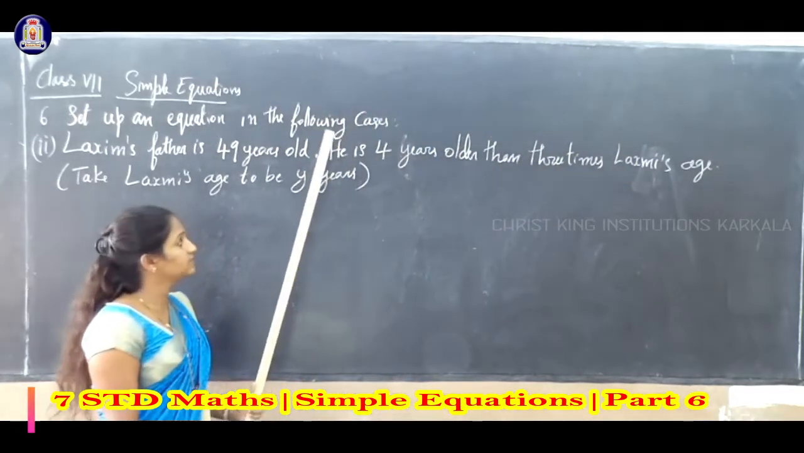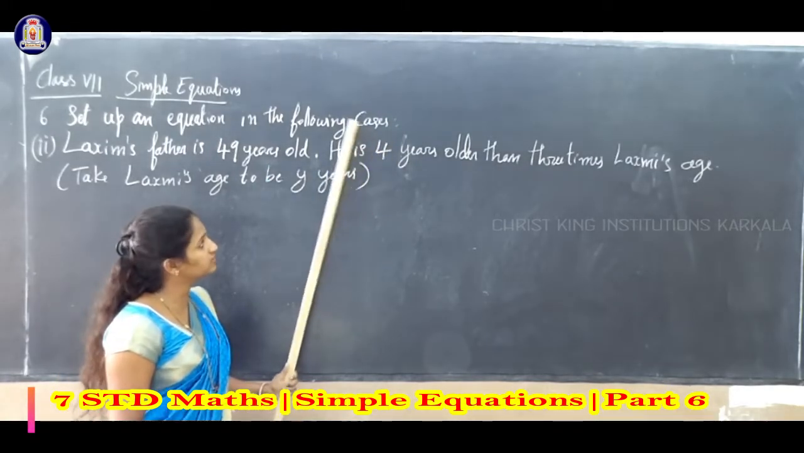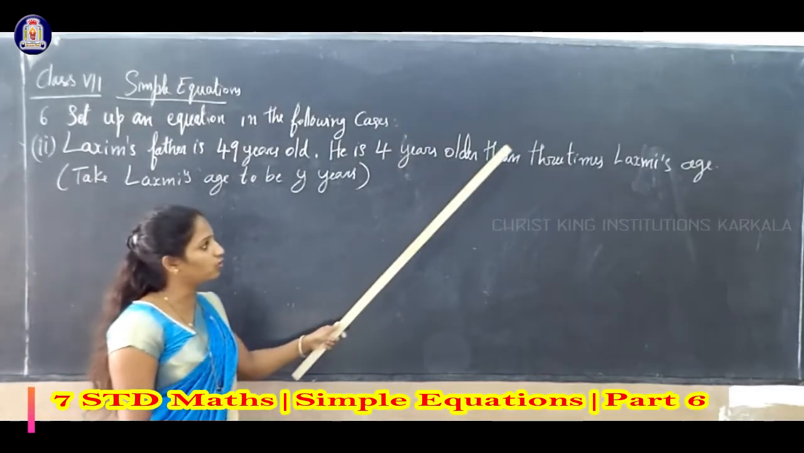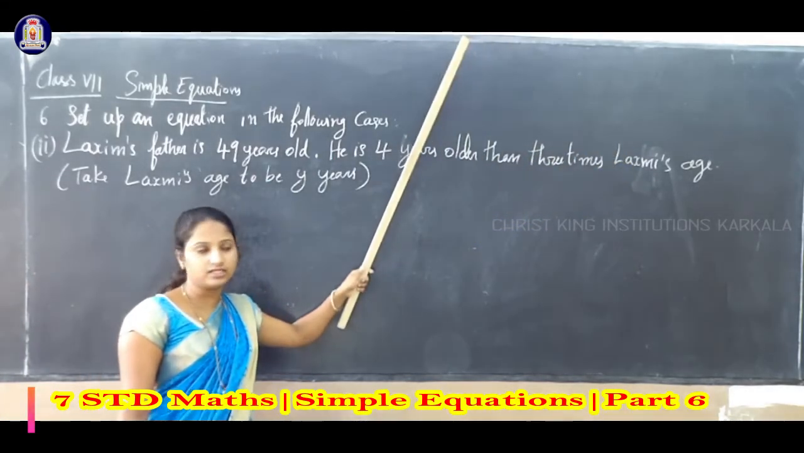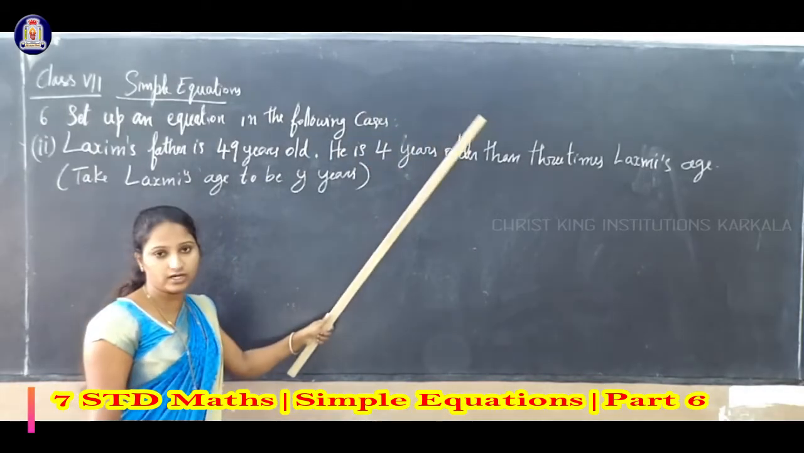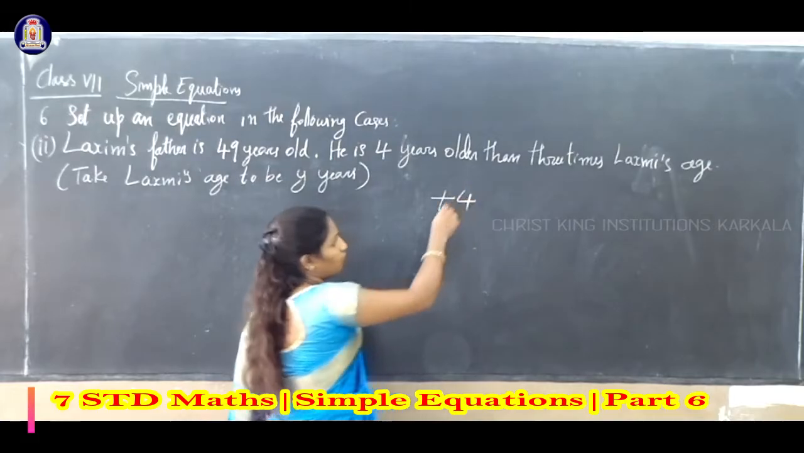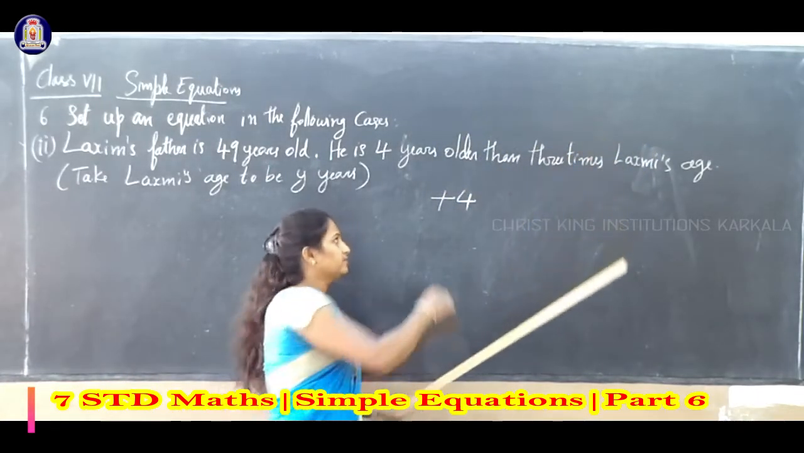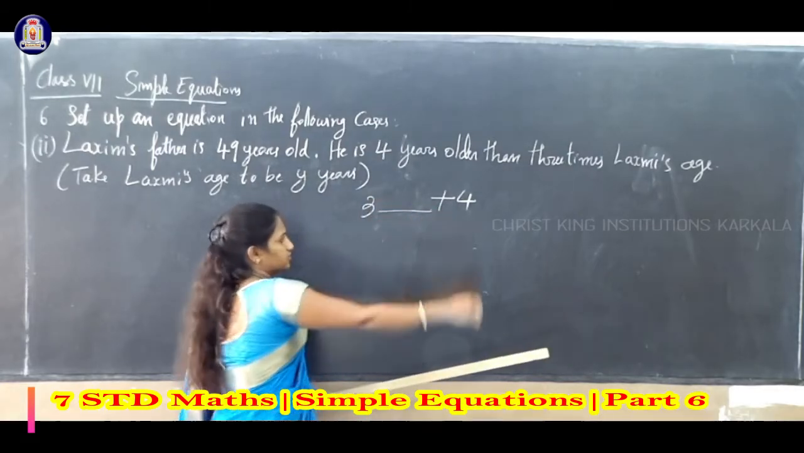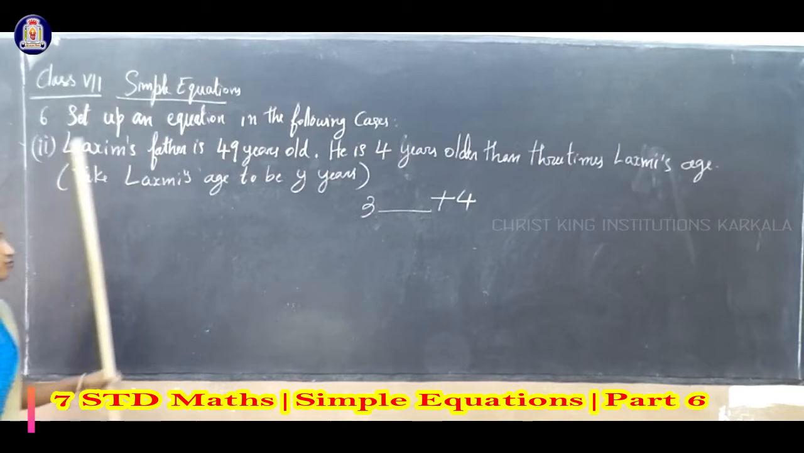He is saying that he is 4 years older than 3 times Lakshmi's age. Father's age is 4 years older than, and older means plus 4, then 3 times Lakshmi's age. Now the question is, what is the present age of Lakshmi?